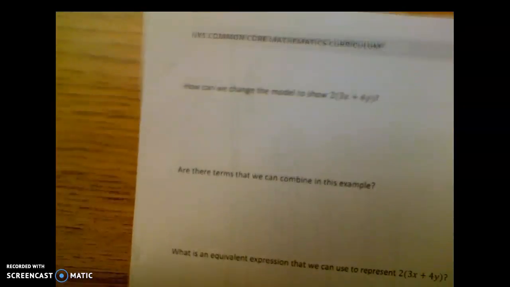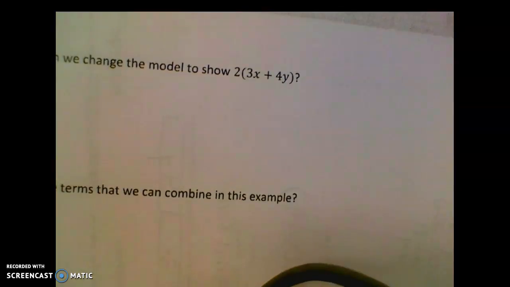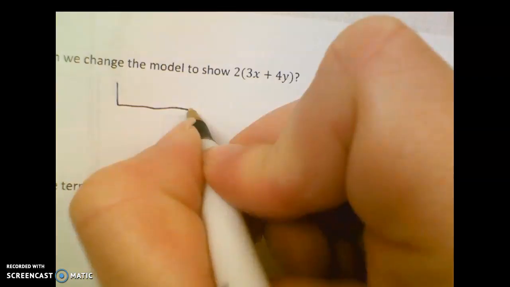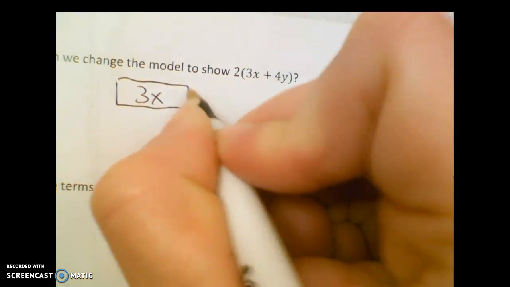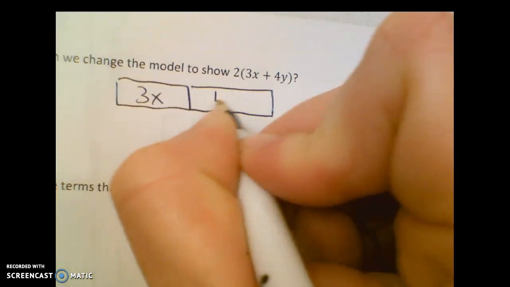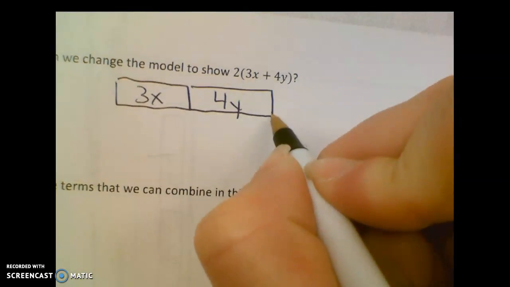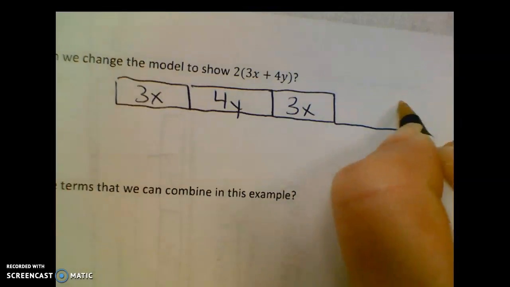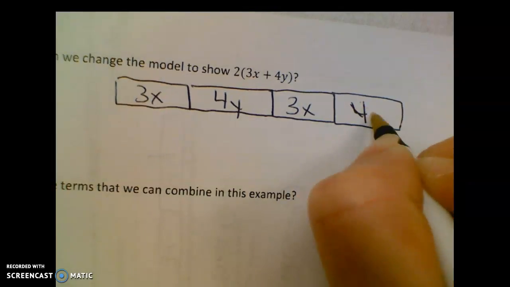How can we change the model now to show that it's two groups of 3x plus 4y? Well, that should be pretty simple. Since we know what one group of 3x plus 4y looks like, we should know what two groups of 3x plus 4y looks like. So if this is 3x, 4y is a little bit longer because it's four groups of them. Then here's another group of 3x and another group of 4y.